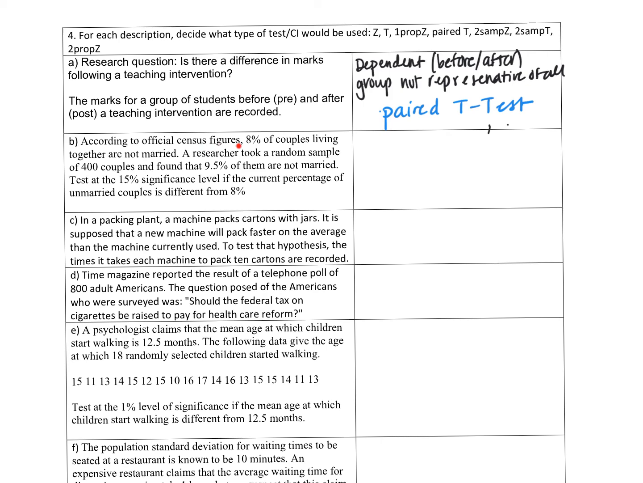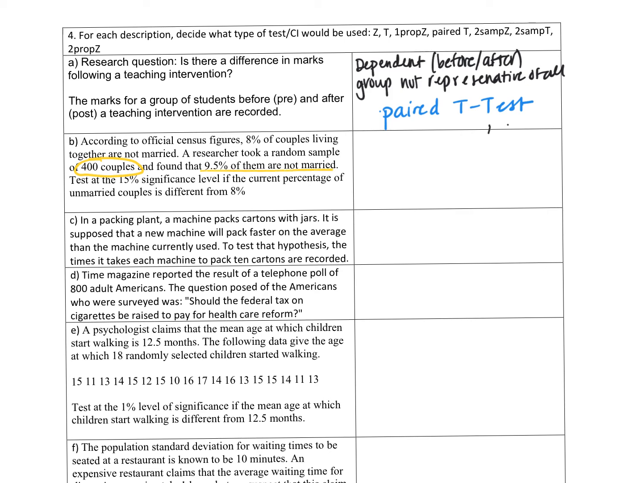According to official census figures, 8% of couples living together are not married. A researcher took a random sample of 400 couples and found that 9.5% of them are not married. Test at the 15% significance level if the current percentage of unmarried couples is different from 8%. Okay, so let's check this out here. 8% of couples living together are not married. A researcher took a random sample of 400 couples and found that 9.5% of them are not married.